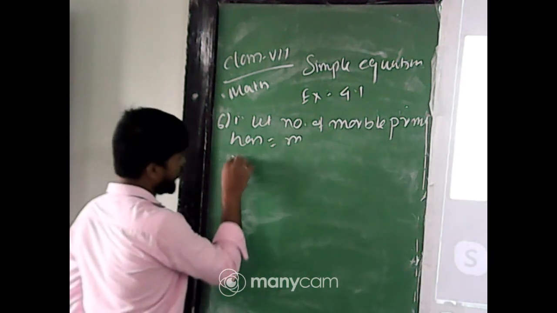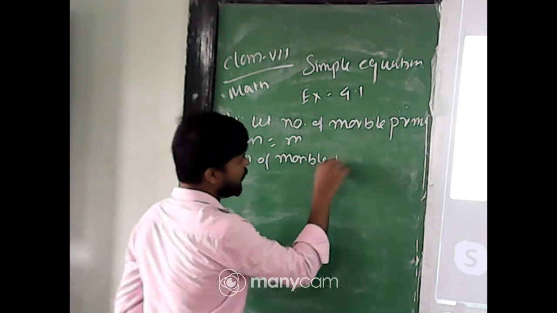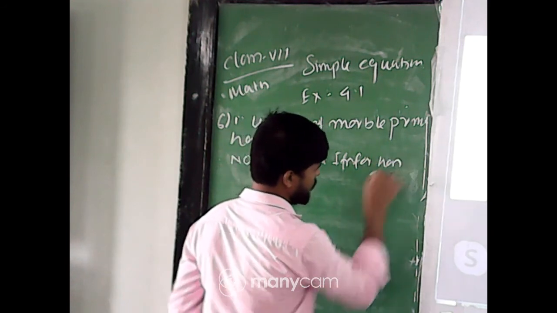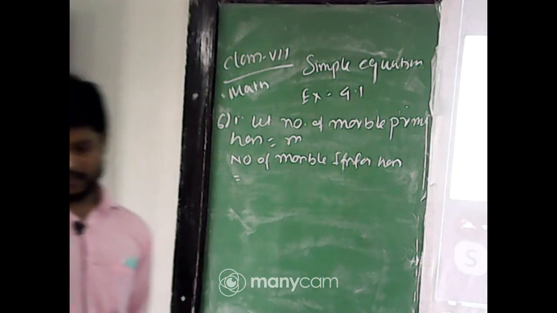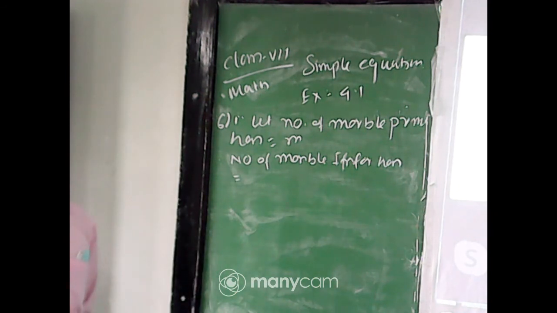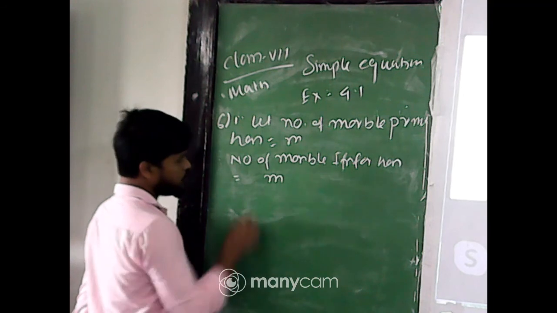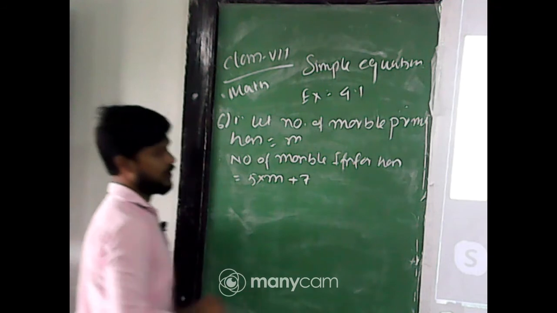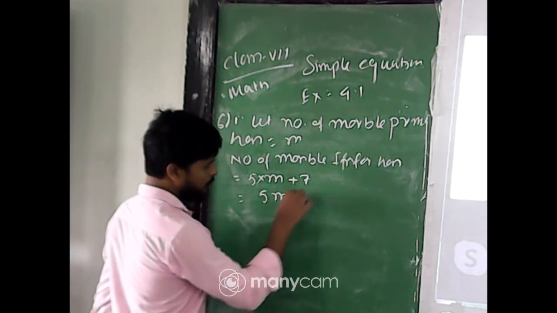Therefore, the number of marbles Irfan has is, now look, what Irfan is saying, that he has 7 more marbles than 5 times of Parmit. So as Parmit has M number, Irfan has 5 times of M plus 7. That means 5M plus 7 marbles.